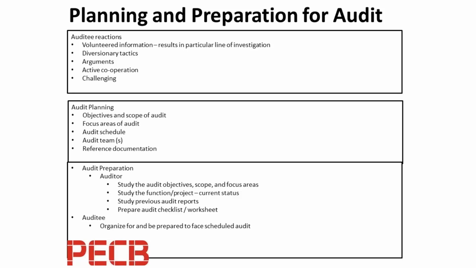because the objective of the audit is to check whether the requirements are fulfilled or not, and whether the audit criteria and audit evidence are fulfilled or not. Of course, planning for the audit: objective, scope of the audit, focus areas of the audit, schedule, and who will be the team. If the audit involves more than one individual, who will be the lead auditor, who will be the audit team members, and then what are the reference documents that you should look at.